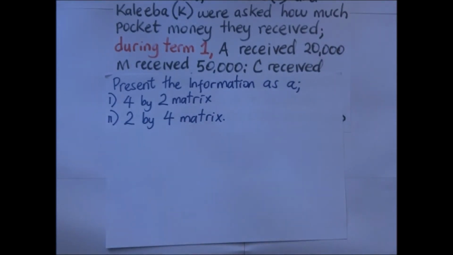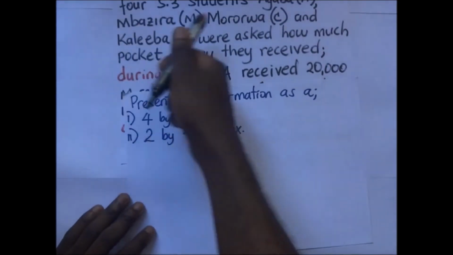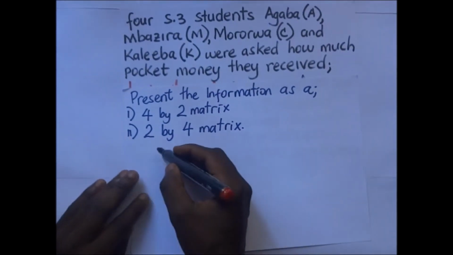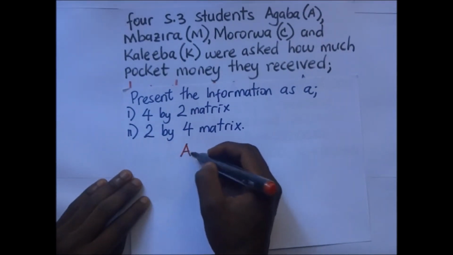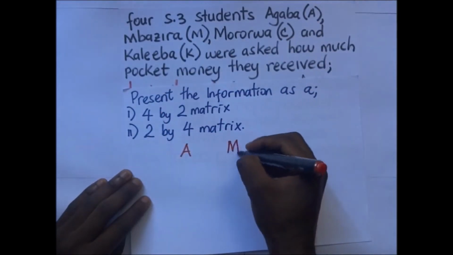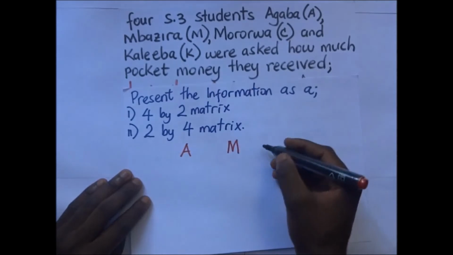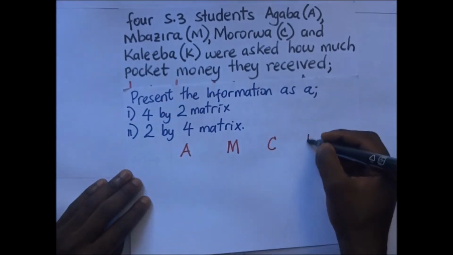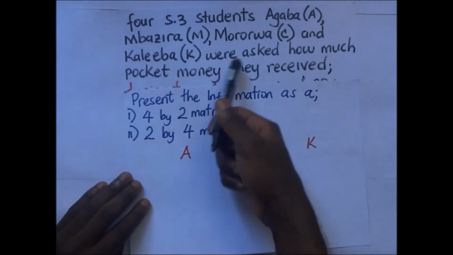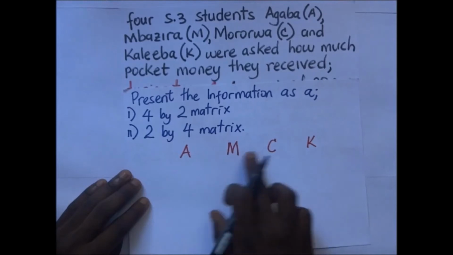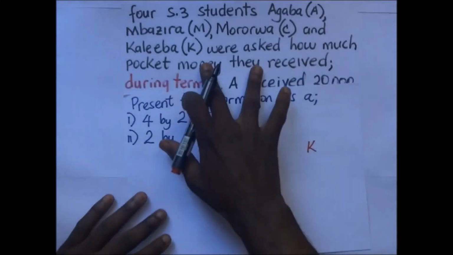We begin. So we shall begin by first of all summarizing our question. They're telling us that there are 4 senior 3 students. These 4 senior 3 students are Agaba, we call him A, Mbazira, Mororwa, which is C, and Kaleba, who is K. Those are the 4 students, and they were asked how much pocket money each received.